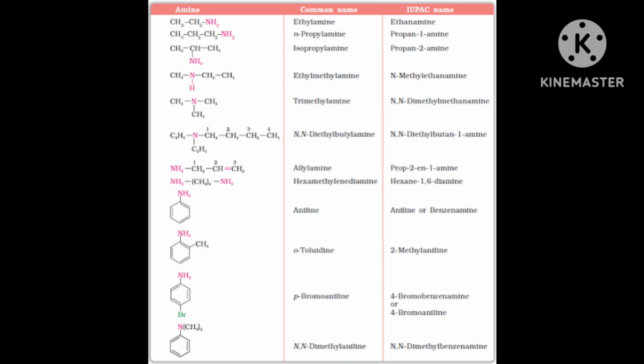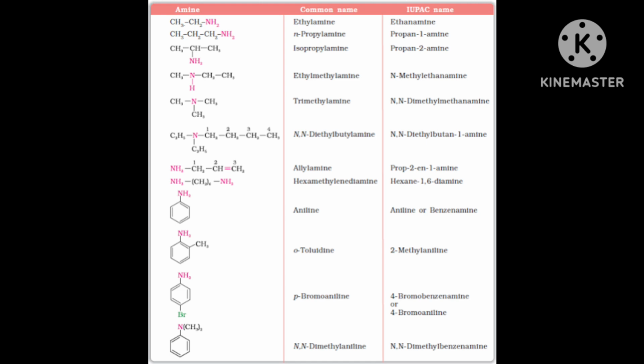Same way, isopropyl amine means NH2 is attached to the second carbon in the form of a branch. A branch is there, so it is isopropyl amine. And the IUPAC name: again you remove E and add amine. Here at carbon number 2 the amine group is attached, hence propane-2-amine.